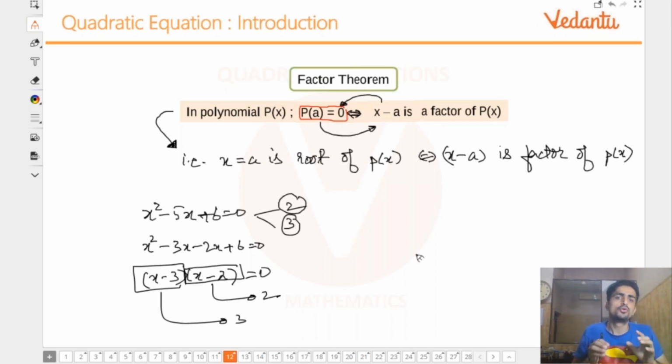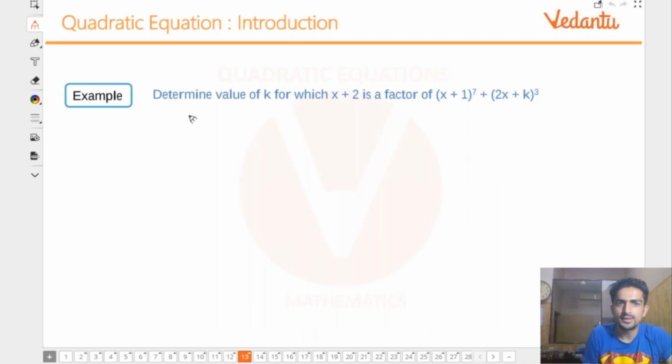Okay guys, so today onward, how I will be stating this theorem is: A is root if and only if x minus A is factor. So A is root, then x minus A is factor. X minus A is factor, then obviously A is root. Now guys, let us do few examples on factor theorem. First one, easy. You will not do this question, you will do the next question.